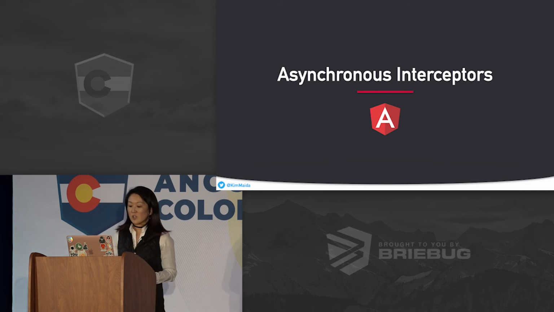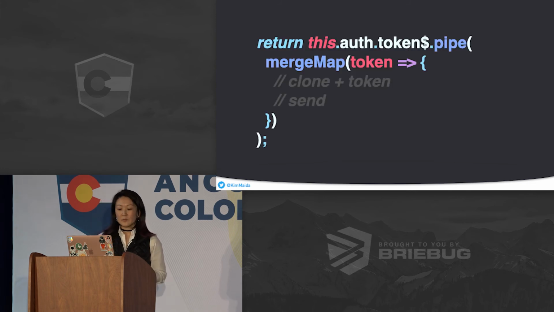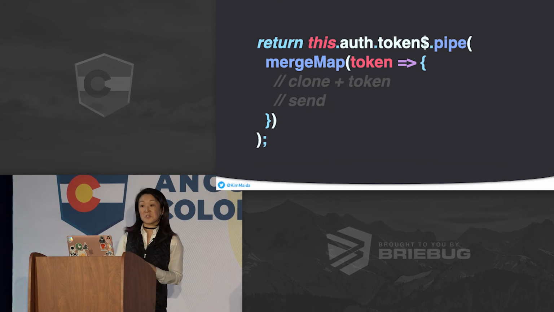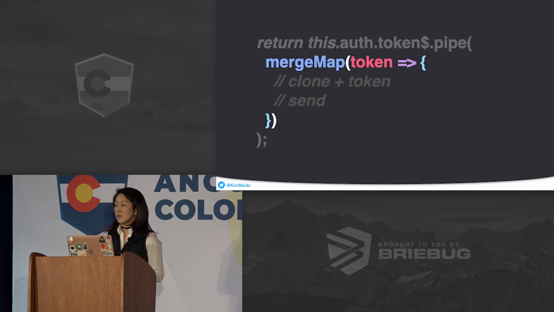So we can use RxJS to wait until data becomes available before we do something like clone the request and attach the header. So let's say that we have a token stream in our authentication service, and we just want to ensure that the token is present in the app before we start sending something like a header of authorization undefined. So we're going to set the token once it's available, and we can do something like use the mergeMap operator to ensure that if there are multiple requests, none are going to be canceled by a new request.